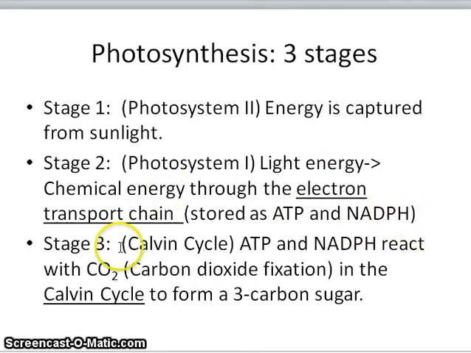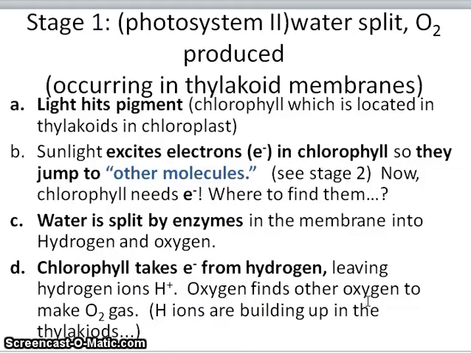Then in stage 3, we also call that the Calvin cycle, ATP and NADPH from stage 2, from photosystem 1, react with carbon dioxide. It's also called carbon dioxide fixation in that Calvin cycle to make a 3-carbon sugar. Yay! That's the goal, is to make a sugar, and once 2 3-carbon sugars are made, we get C6H12O6, which is glucose.